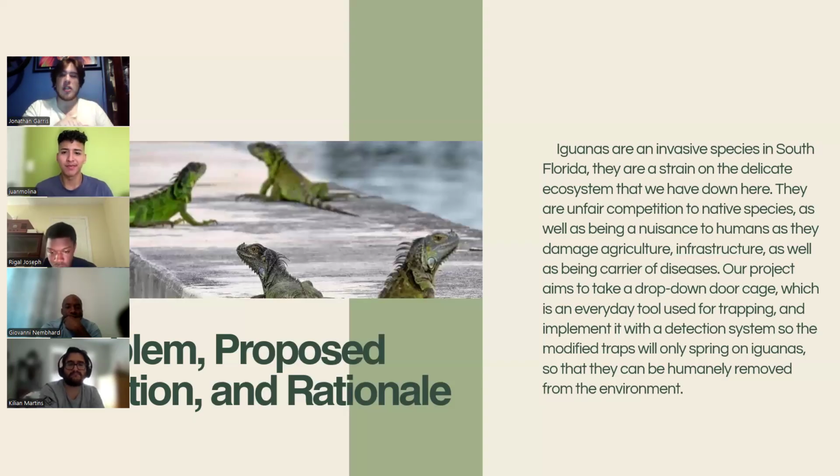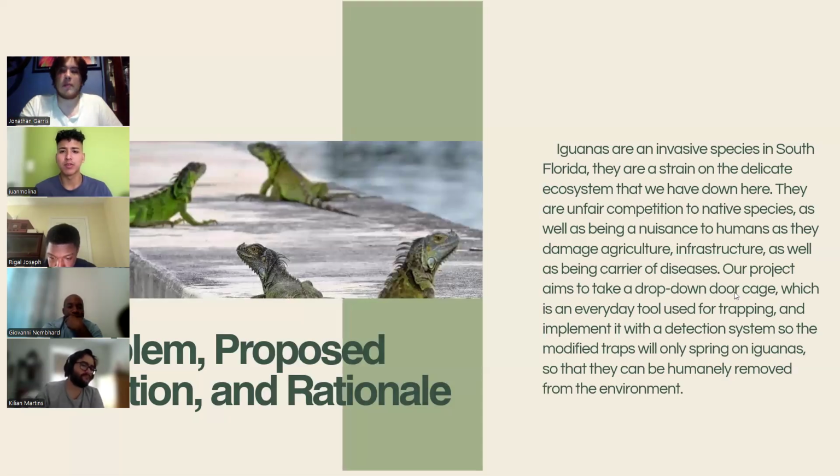We have an ultrasonic motion sensor that will detect the iguana and activate the camera system that we will develop using Raspberry Pi and Arduino. Once the iguana is detected and confirmed to be an iguana and is in the trap, it will spring the trap and capture the iguana. And from there, they will be safely removed from the environment in a humane way.